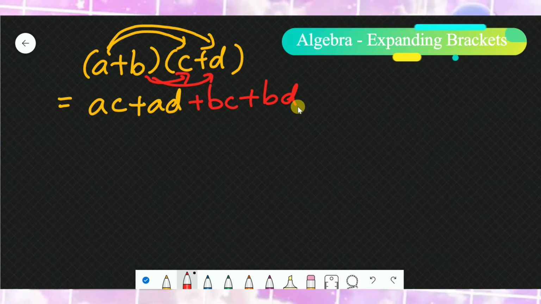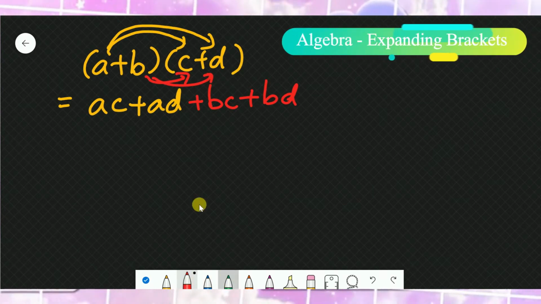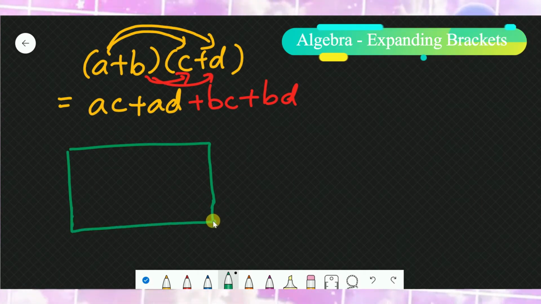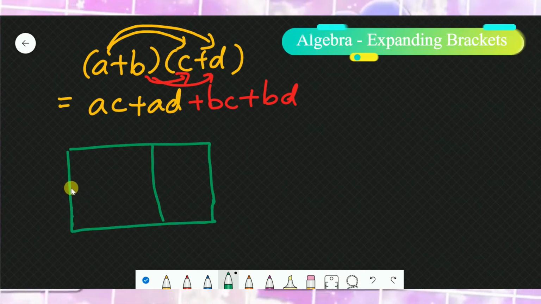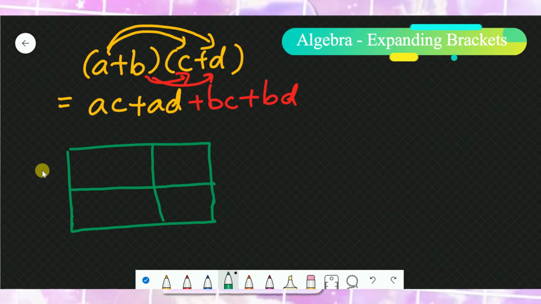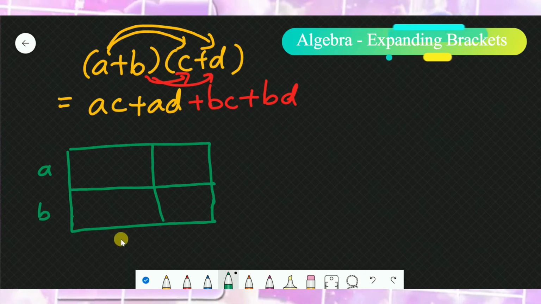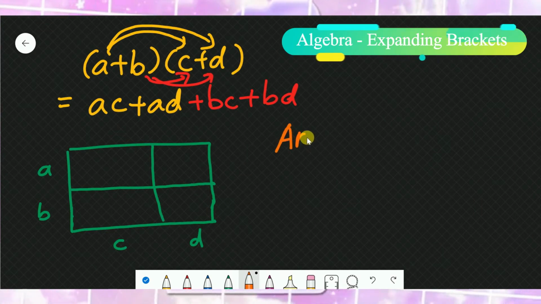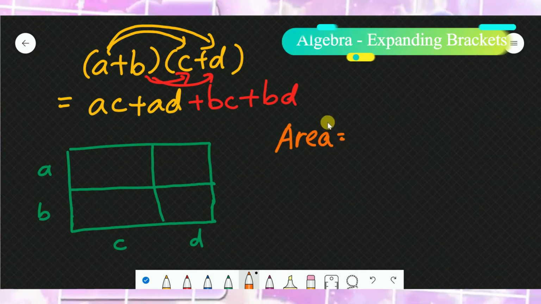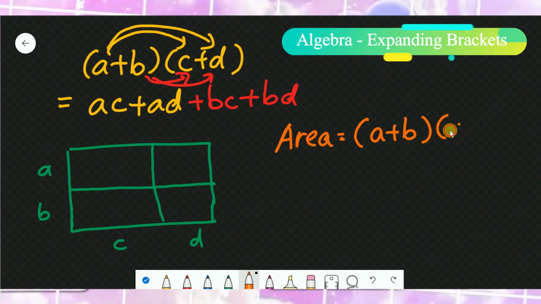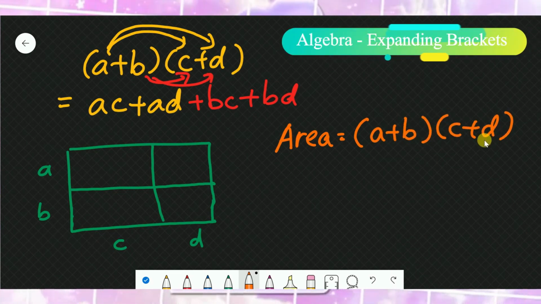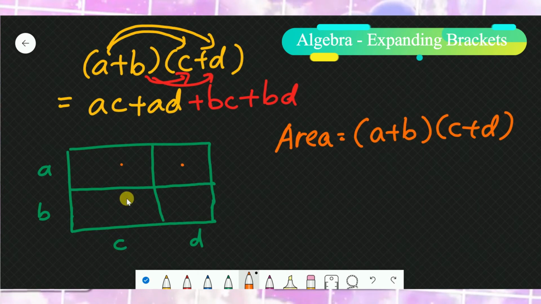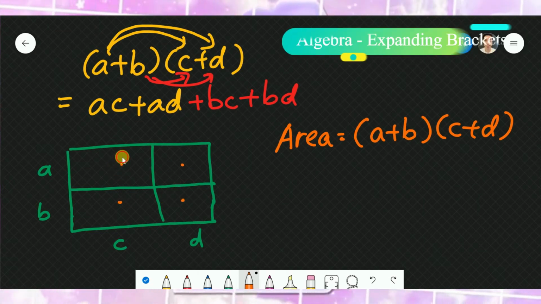Now I can explain this by using a diagram. Again, we draw a rectangle, but now we split the rectangle into four parts, and I denote them as A, B, C, and D. Again, to find the area of the rectangle, we can take length times width, which in this case is A plus B times with C plus D. This is the first way of finding it. The second way of finding the area of the rectangle is to add up all these four parts.